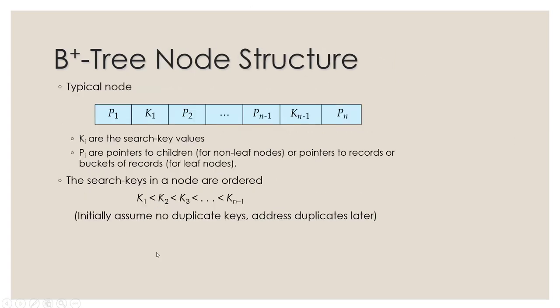Okay, so this is what a typical node looks like. We have actual pointers pointing to either another node, or to the actual file where the data is stored. And these are the index values, or we also call them keys. So these are going to be the values.